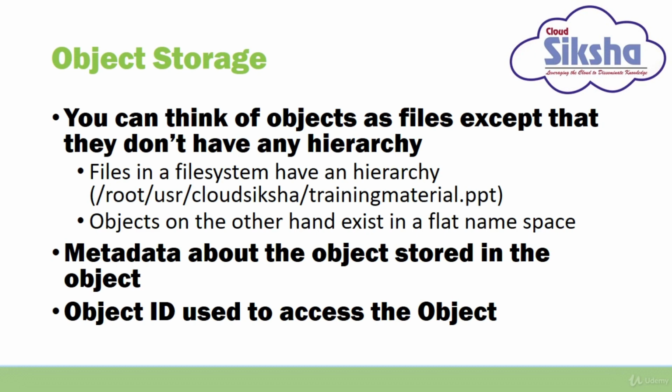In the direct attached storage, you attach a physical drive directly to your server, whereas in a SAN, you will attach what is called a virtual drive. So you attach a virtual disk to your server. Whereas in object storage, you cannot attach the object storage to the server. Rather, object storage is a space somewhere else, and the object storage does not have what is called a hierarchy.